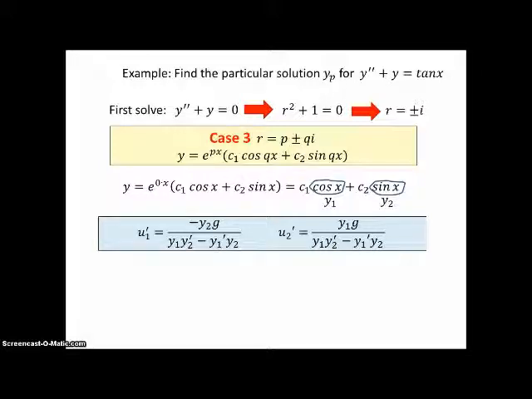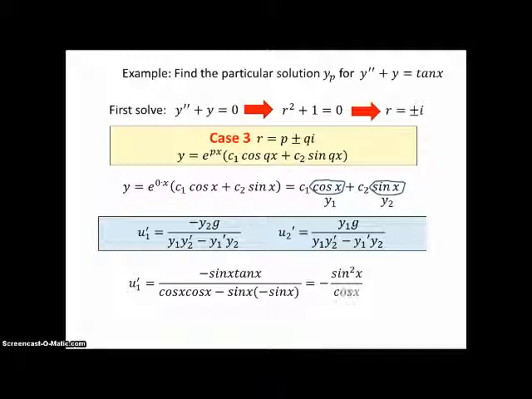So carefully, we plug in sine x for y2, cosine x for y1, and tangent x for g. And then for u1 prime, that simplifies not so wonderfully nicely, but we end up with negative sine squared x over cosine x. All right, u2 prime comes out a little nicer. Notice that the denominator is the same as before, cosine squared plus sine squared, which is 1. That's nice. And so u2 prime is just sine x. That's going to be easy to integrate.